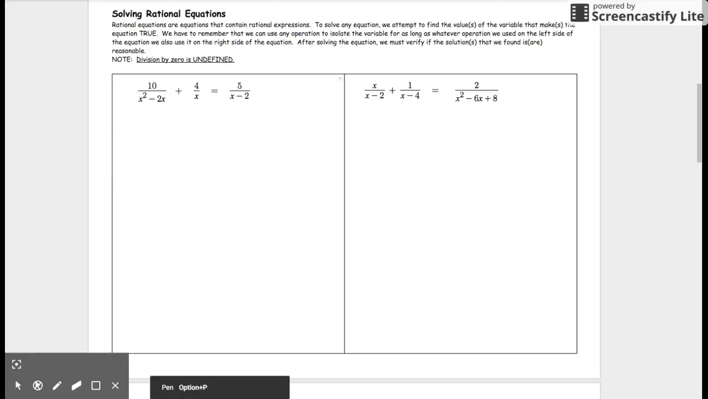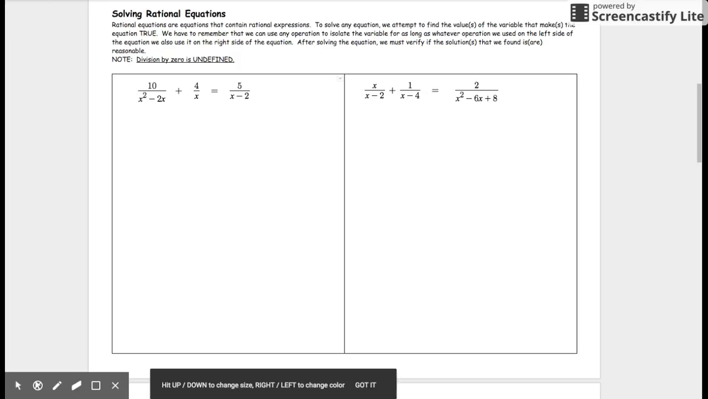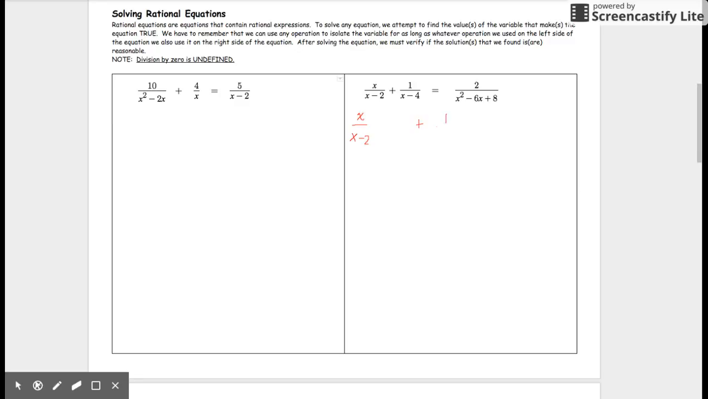Okay, so let's solve the second equation. First, let's put the denominators in factored form. So here we'll have x over x minus 2 plus 1 over x minus 4 equals 2 over, and we can factor this trinomial by using a 2 by 2 box. And the factors will be x minus 4, x minus 2.